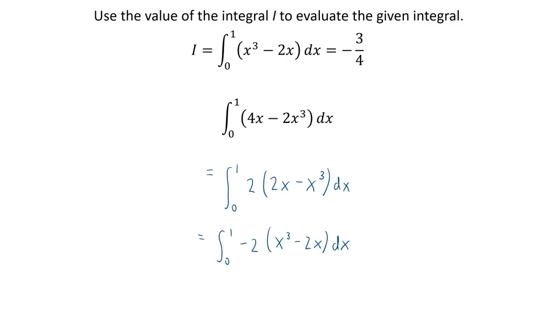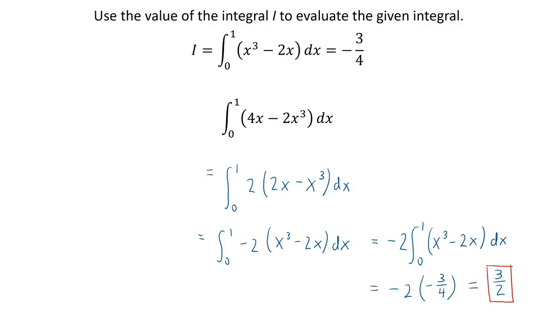Now let's pull the constant negative 2 out in front of the integral sign to get this expression. And now we just multiply negative 2 by the value of the integral from 0 to 1 of x cubed minus 2x dx, which is negative 3/4. And that gives us positive 6/4 or 3/2. And there we have the value of the integral from 0 to 1 of 4x minus 2x cubed dx.